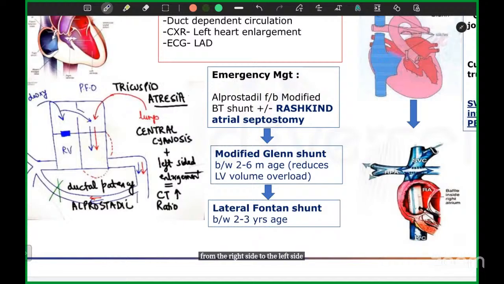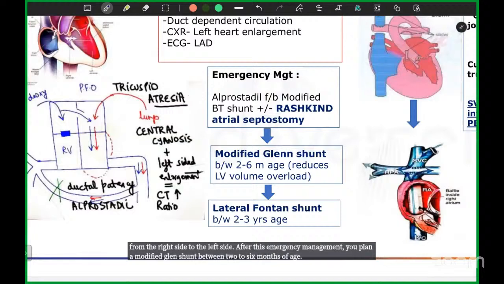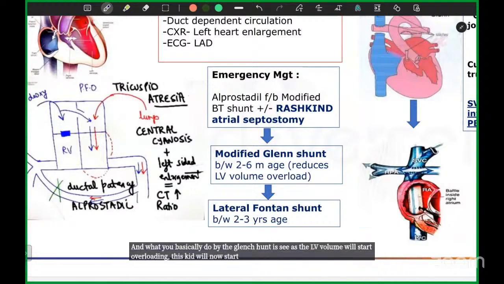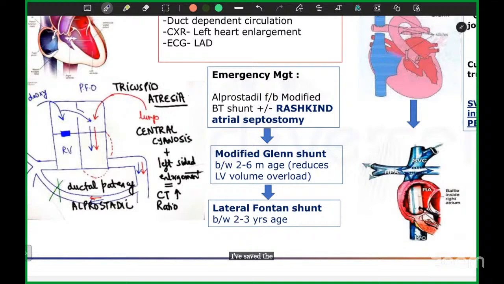After this emergency management, you plan a modified Glenn shunt between 2 to 6 months of age. And what you basically do by the Glenn shunt is, see, as the LV volume starts overloading, this kid will now start presenting with congestive cardiac failure. I don't want that. So what I want is, after I have made an opening, after I've kept the ductus open, I've saved the child's life. Now my work is to reduce the symptoms of CCF. So I'll go by a Glenn shunt.